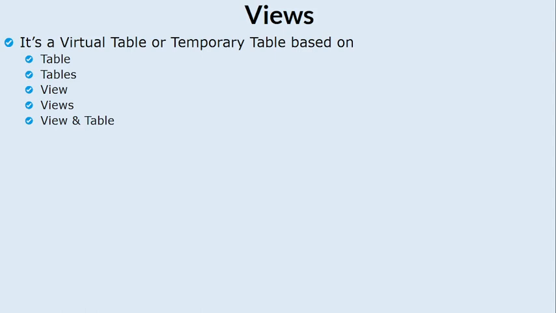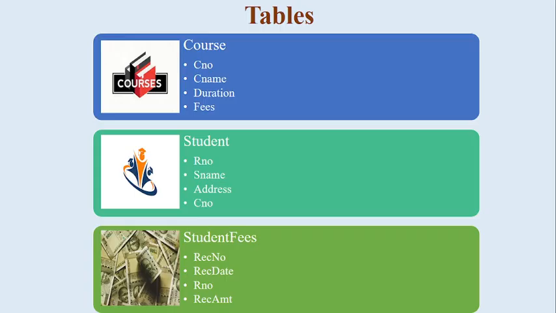First of all, if we consider a view, it is a virtual table, or we can say it is a temporary table which we can create on a single table, on multiple tables. We can create view on a view, we can create view on multiple views, or we can create a view on combination of view and table. It depends upon our requirement. Basically, the use of view is if we want to solve some complicated queries, then we take help of view.